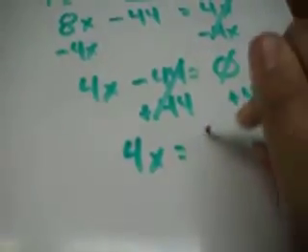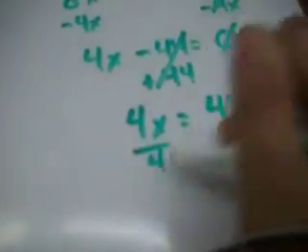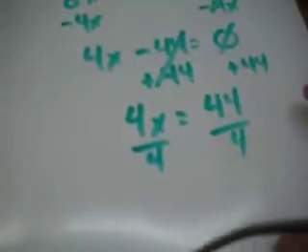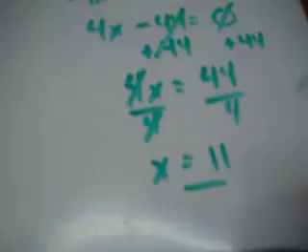4x equals to 44. Now I want to get rid of this 4 that's beside the x, so I'm going to divide by 4, divide by 4. This is gone. X then equals to 11. And there's my answer.